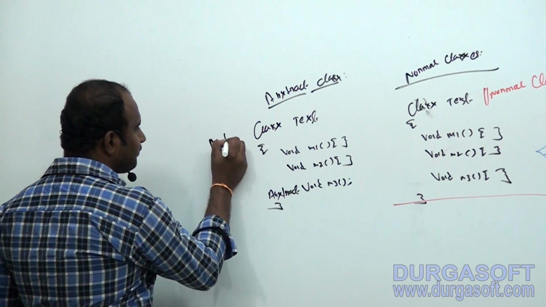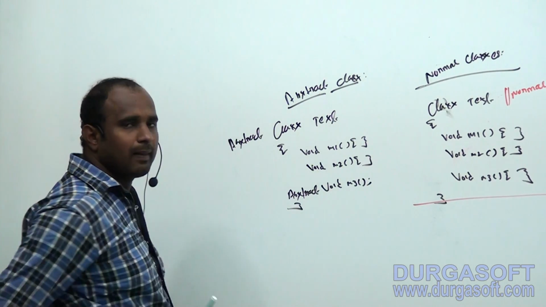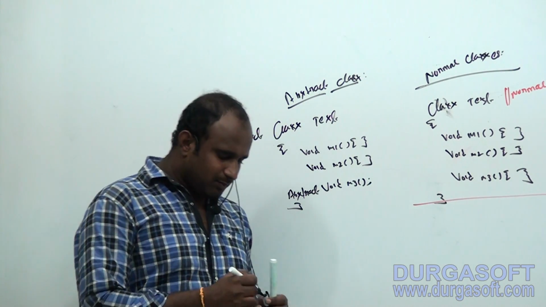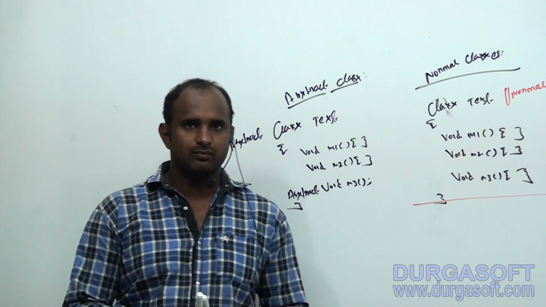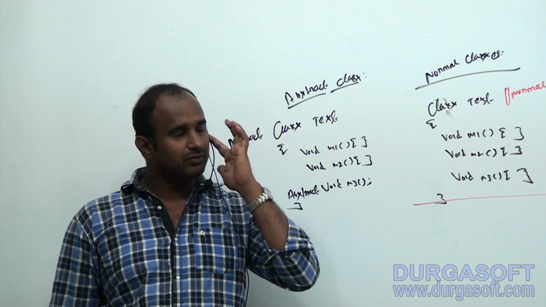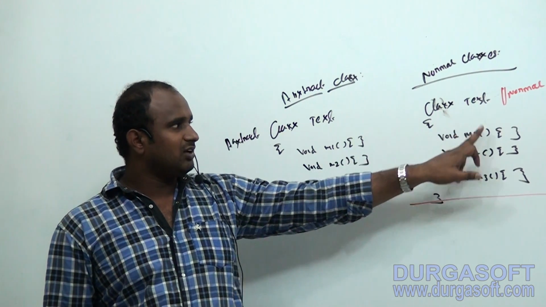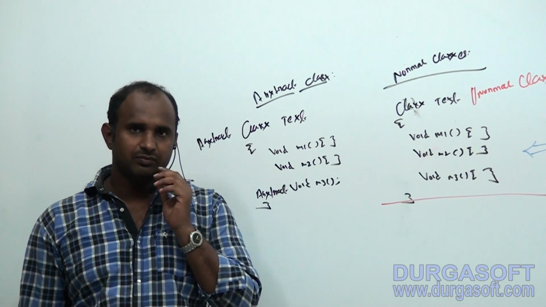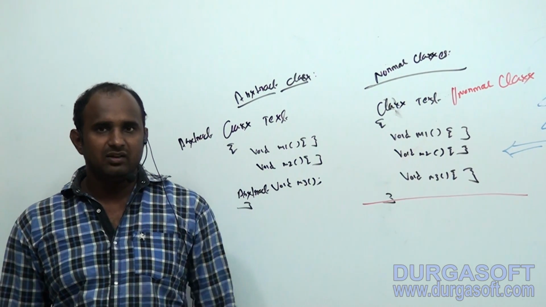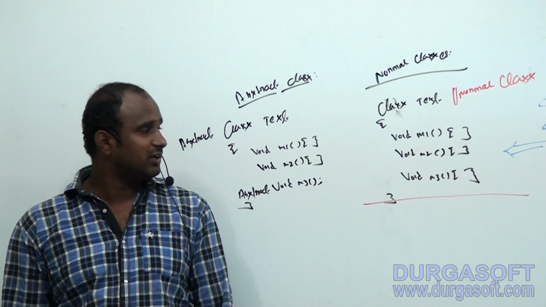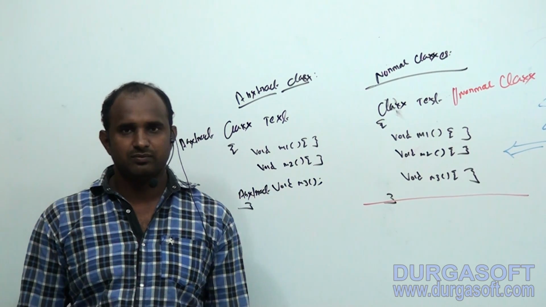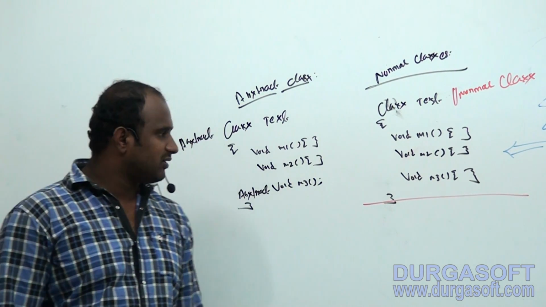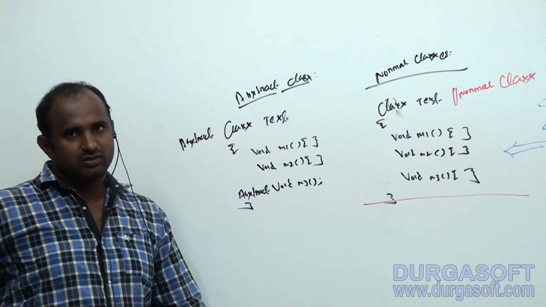Abstract modifier, abstract class. Ratan, what is the main difference between the abstract class and a normal class? Coming to the main difference here, for normal classes it is possible to create the object. For abstract classes, object creation is not possible.